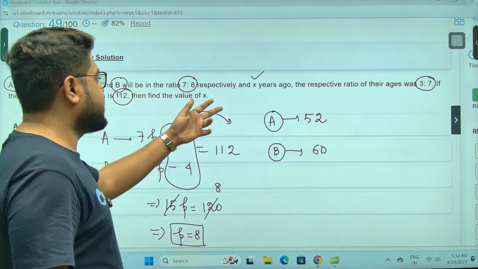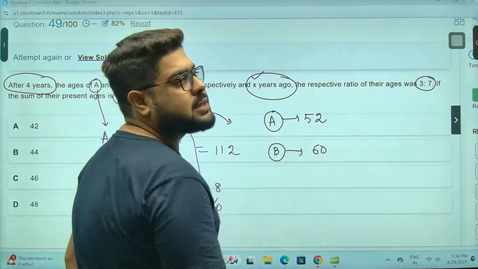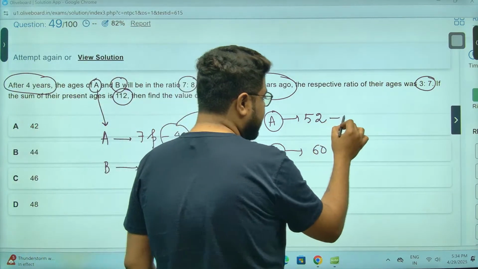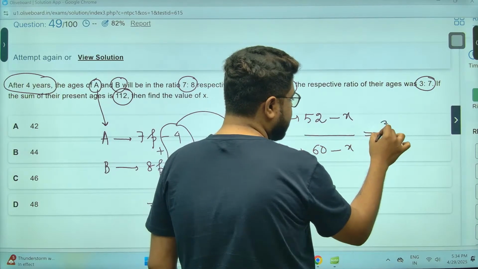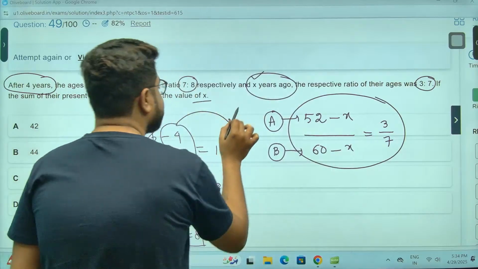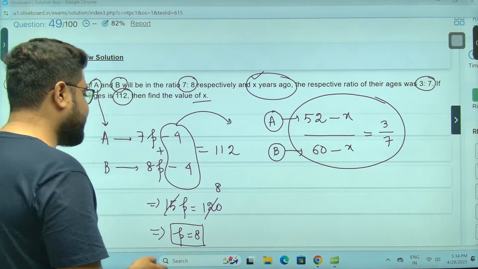X years ago, meaning X years before now, their age ratio was 3:7. So X years ago, A's age was this and B's age was this. This ratio is 3/7. We need to figure out the value of X. Now don't solve, sir. Just put the values and check.